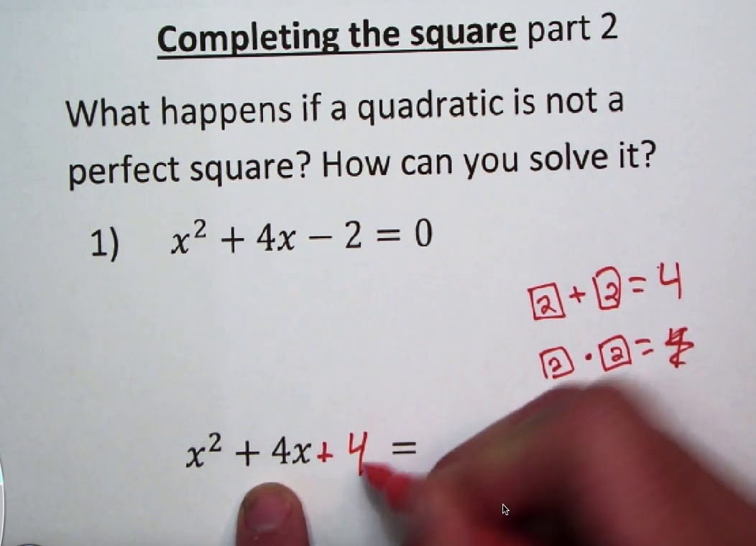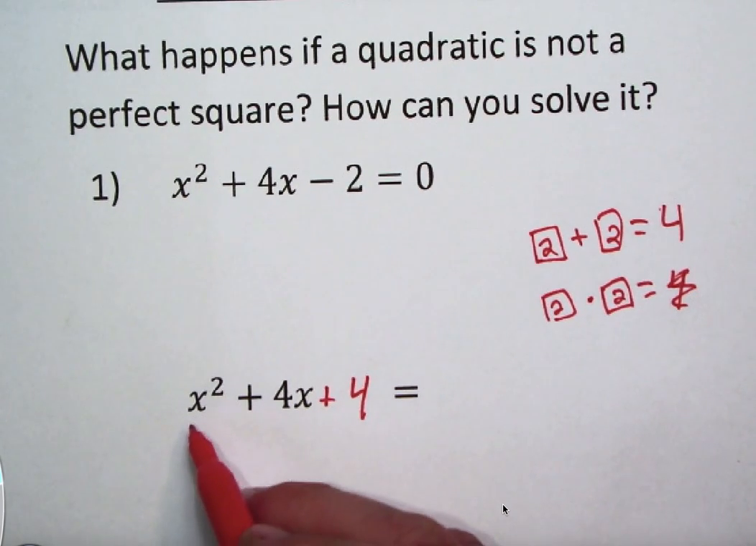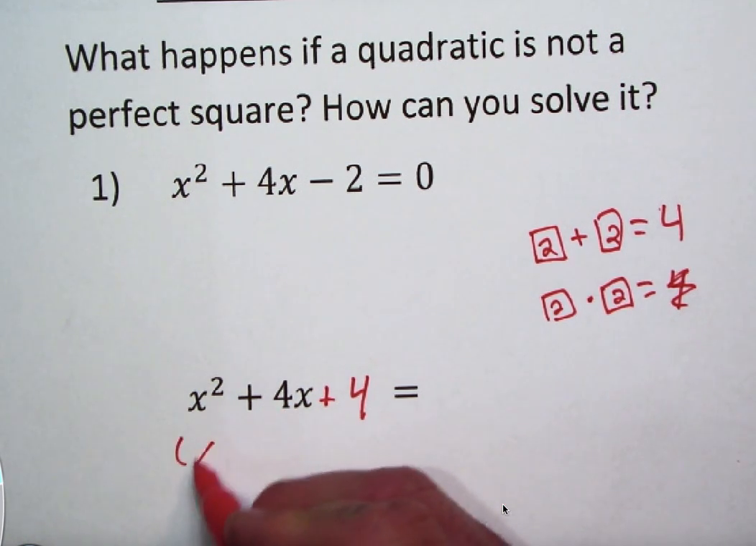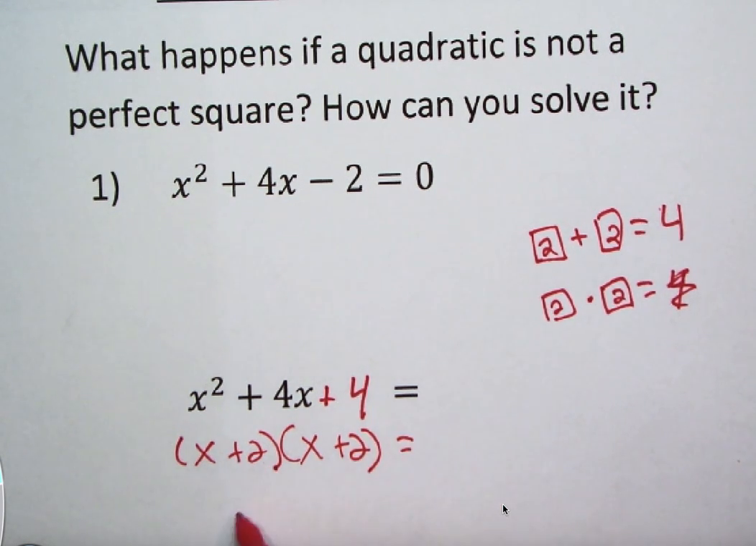What if this was a 4, right? If this was x squared plus 4x plus 4, then this is a perfect square, right? Check this out. So what multiplies to 4 and adds to 4? That's 2 and 2. So I could write this as x plus 2 times x plus 2, and then I can write that as x plus 2 all squared. And then I could take the square root of both sides. But unfortunately, it's a -2 and not a +4.